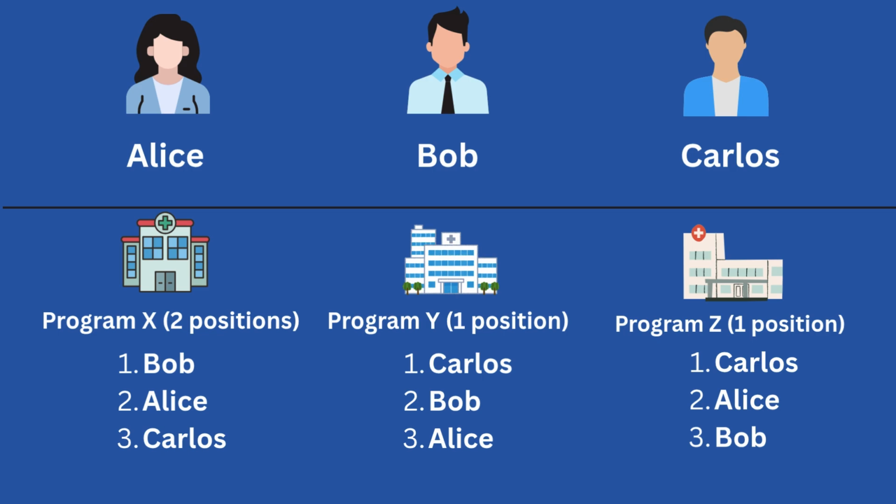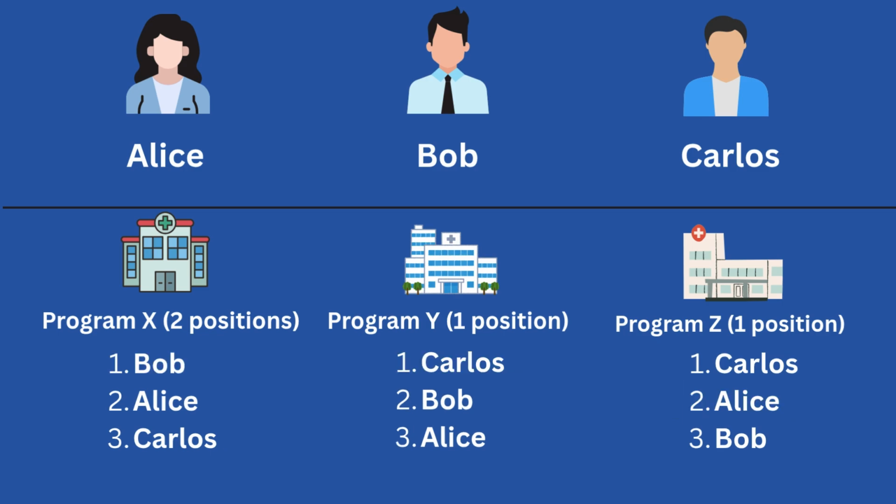Meet the programs. Program X has 2 open positions. They rank their applicants in this order. Bob is their top choice, followed by Alice and Carlos. Program Y only has 1 position. They favor Carlos most, followed by Alice and lastly Bob. Program Z also has 1 position. Their rank order starts with Alice, then Carlos, then Bob. Now let's simulate how the algorithm processes this information.